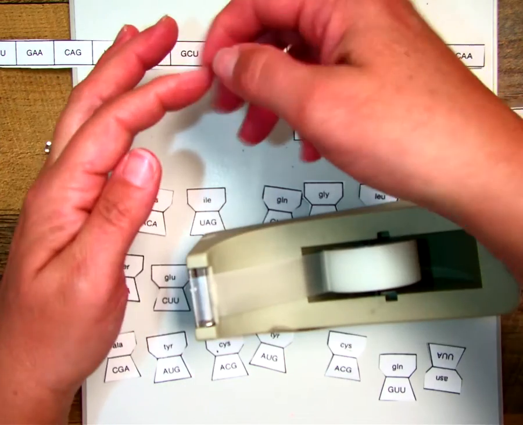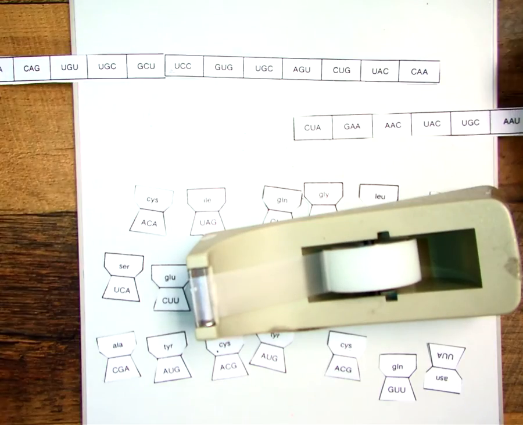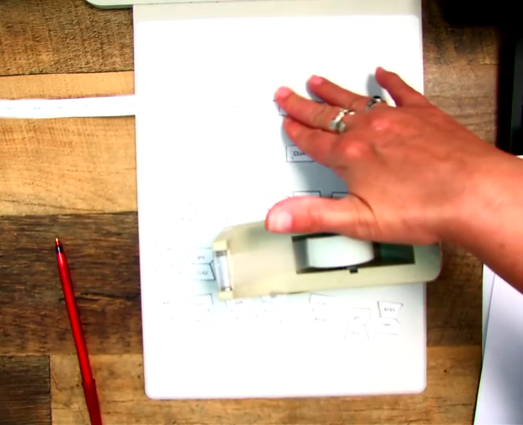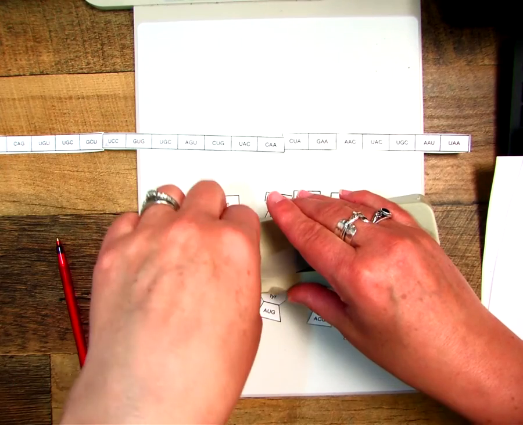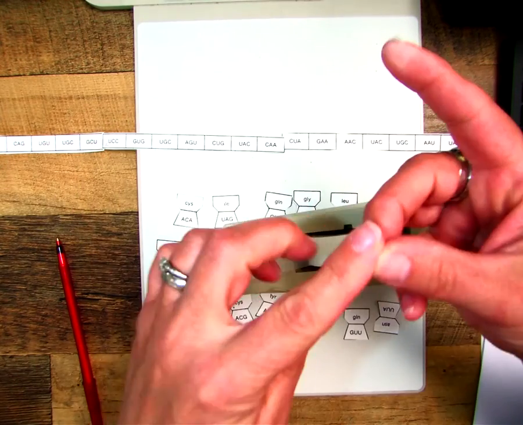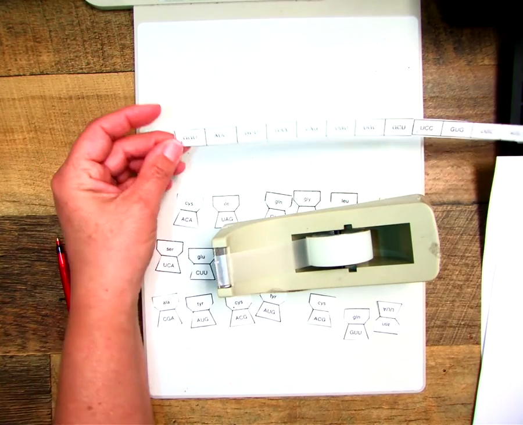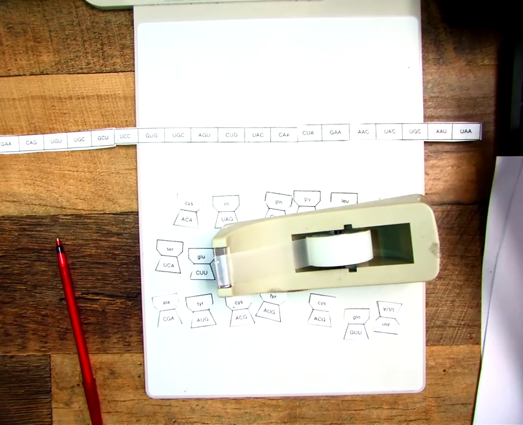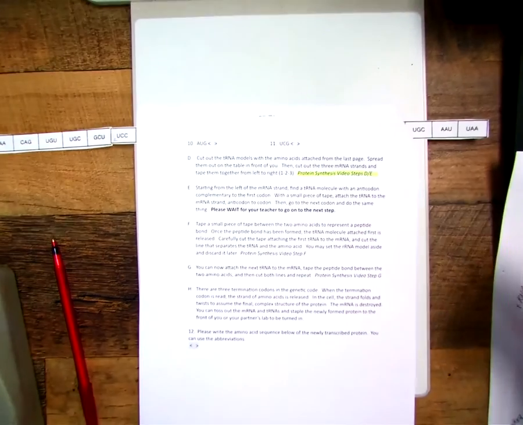All right, so you just put a little piece of tape between 1 and 2. And then right here between 2 and 3. Okay, so there's your messenger RNA strand. And there's all your transfer RNAs. Okay, so that was step D. Let me zoom in. Got a little piece of tape for the next step.